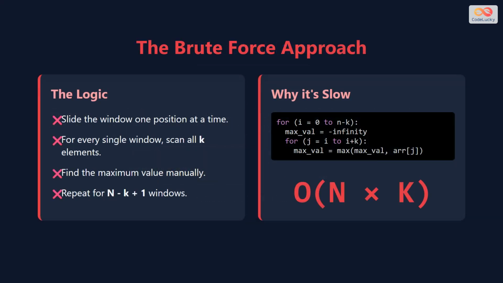The most intuitive way to solve this is the brute force approach. For every position of the window, you simply iterate through all k elements inside it to find the maximum. While this works, it is inefficient. If you have an array of size n, you end up doing roughly n times k operations. If k is large, this becomes very slow, resulting in a time complexity of O(n) multiplied by k.